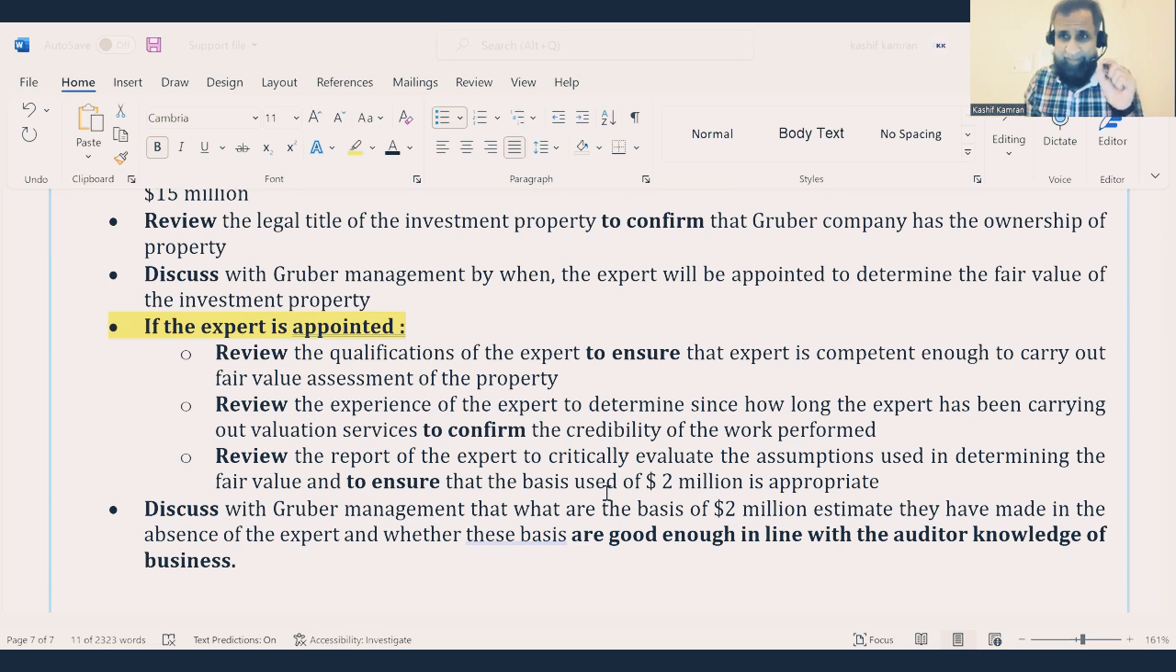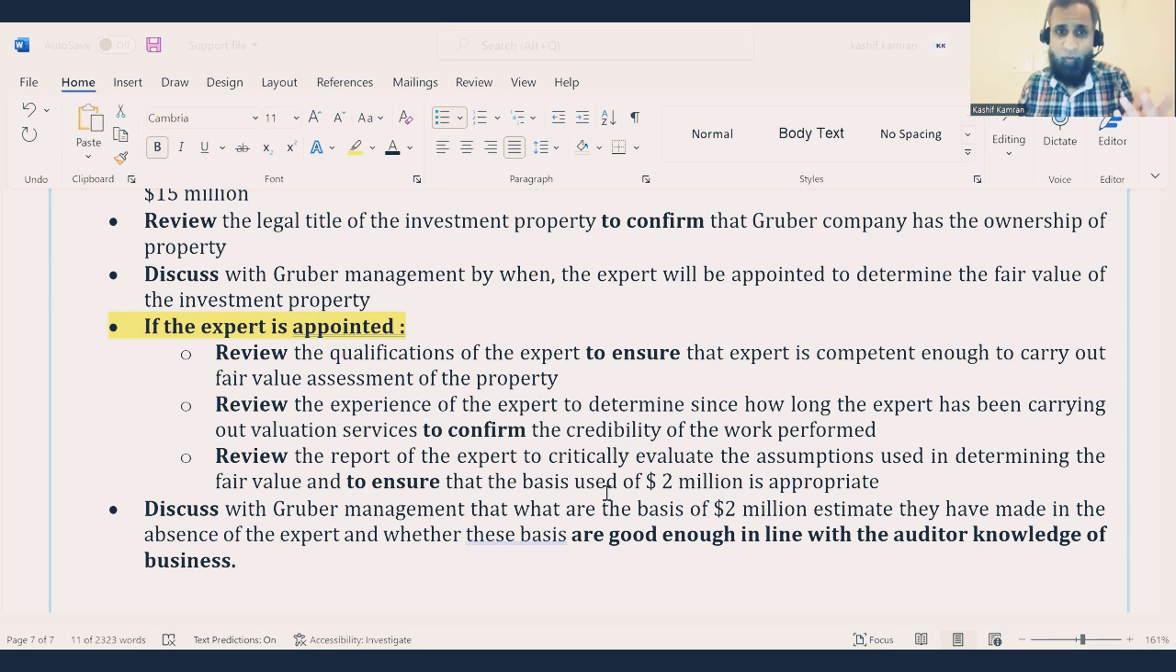Yes, CASP is case specific. The procedures have to be case specific, number one. A is the action. The procedure has to start with an action like review, recalculate, discuss, inquire. P is the purpose. What is the purpose of a procedure? To ensure, to confirm what?